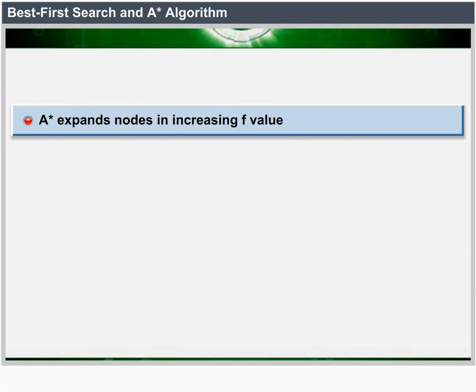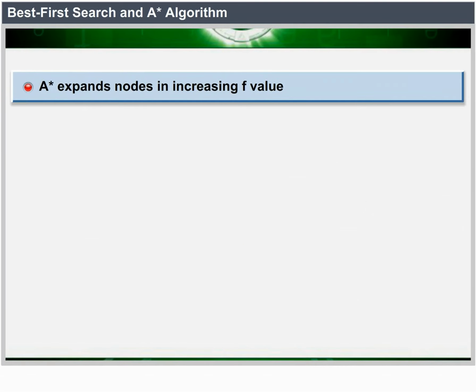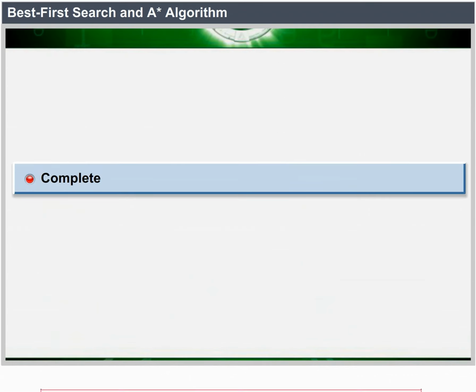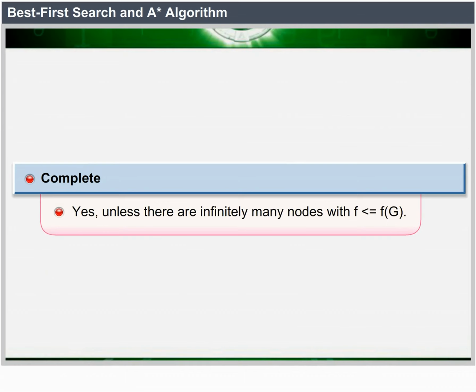A star expands nodes in increasing f value. It gradually adds f contours of nodes, like breadth first search adding layers. Contour i has all nodes with f = fi, where fi is lesser than fi+1. Complete? Yes, unless there are infinitely many nodes with f lesser than or equal to f(G).